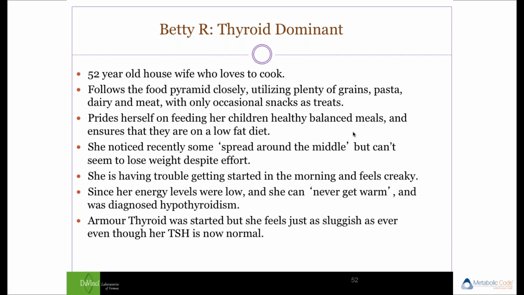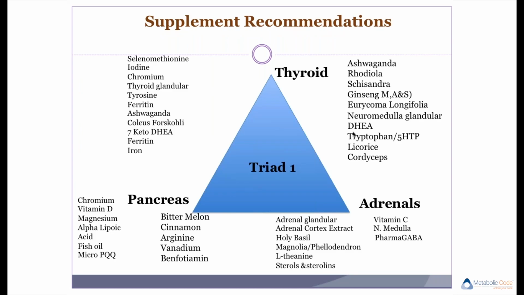And a well-meaning practitioner started her on Armour, but she feels just as sluggish as ever, even though her TSH is now normalized. Now, who has had that situation? You think, okay, I got it. You know, she's getting a bit older, her thyroid has become a bit sluggish. Let's get her on some Armour. Let's boost her T4 and T3 levels. No big deal. She's going to feel great. Well, her numbers are better, but she's not feeling better. And what that really means is there's just more work to be done with her.